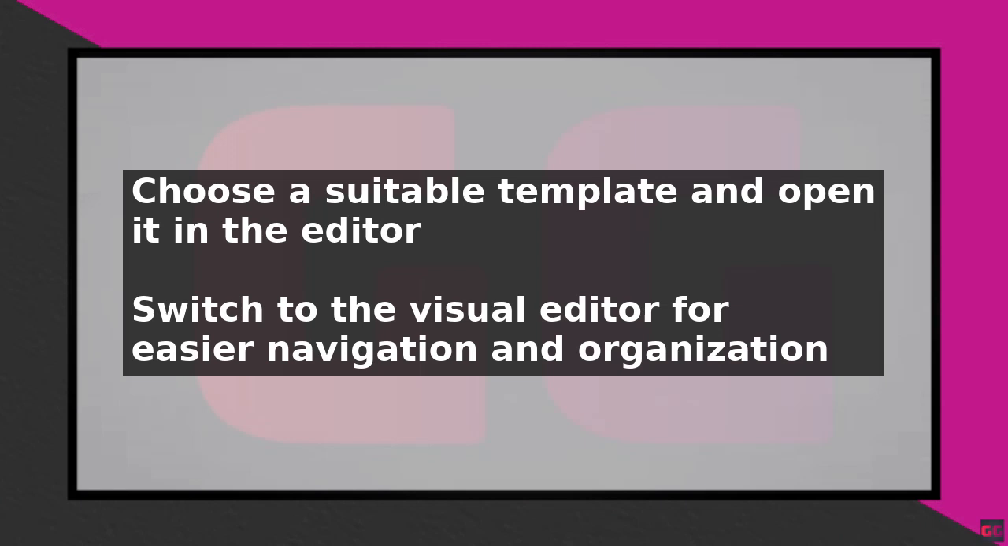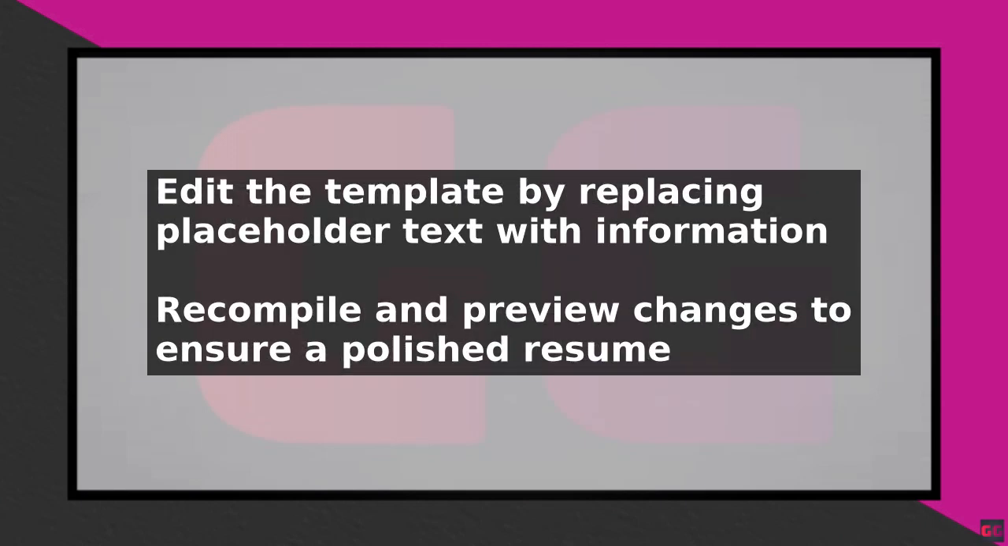You can then start editing your resume by replacing the placeholder text with your own information, such as your name, email, phone number, and address. As you edit, you can click the Recompile button to see how your changes look in the preview. You can also edit other sections, such as your experience, job title, and skills.